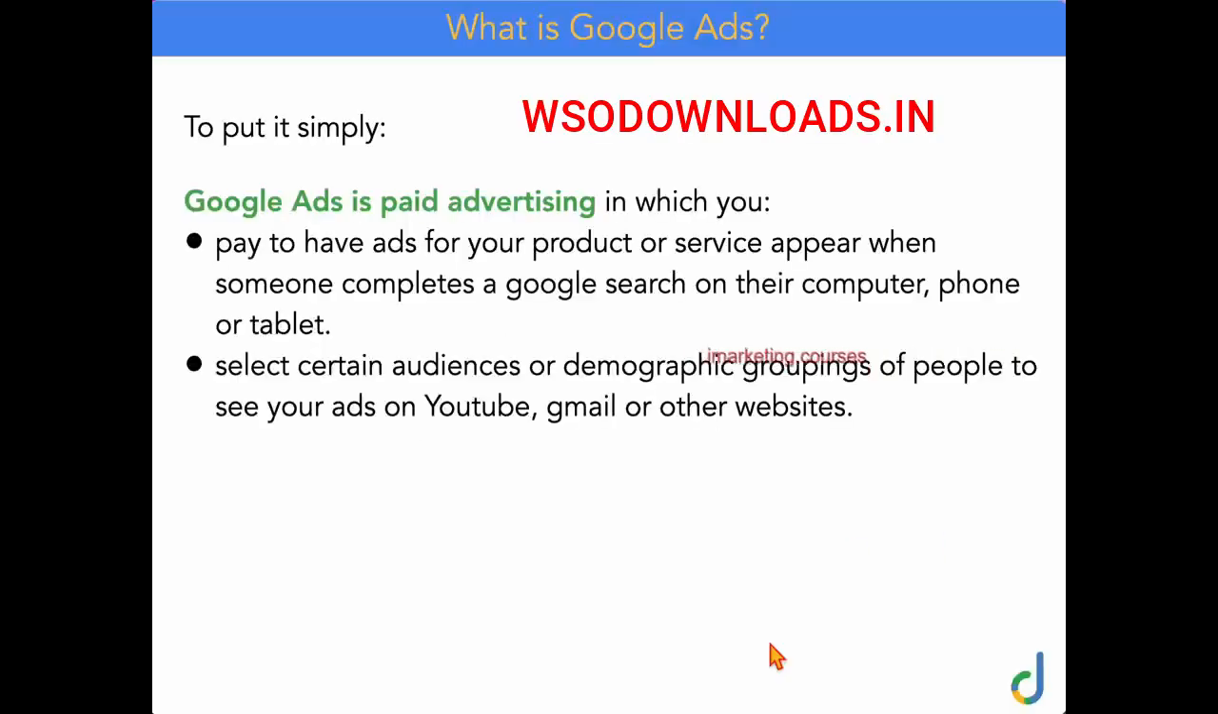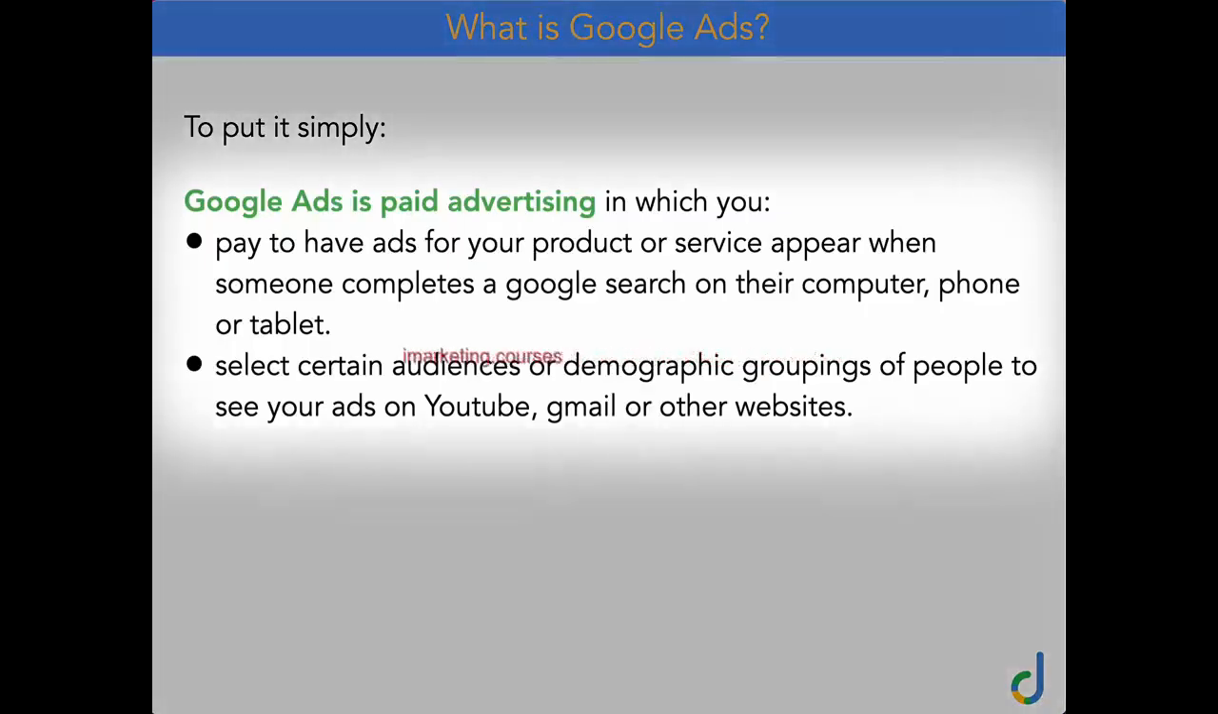To put it simply, Google Ads is paid advertising in which you pay to have your ads for your product or service appear when someone completes a Google search on their computer, phone, or tablet. It also allows you to select certain audiences or demographic groupings of people to see your ads on either YouTube, Gmail, or other websites. Now, I'm not going to be breaking down all of this because as we go through this lesson and the rest of this course, all of these terms will start to make a lot more sense for you.